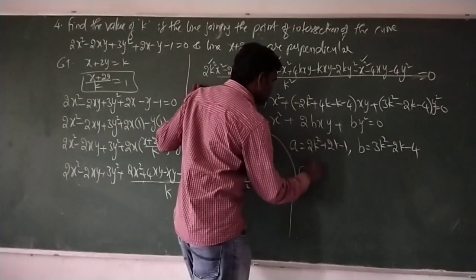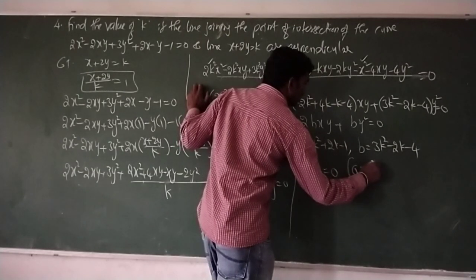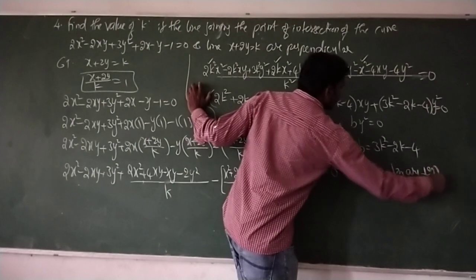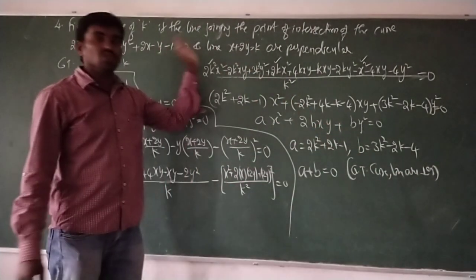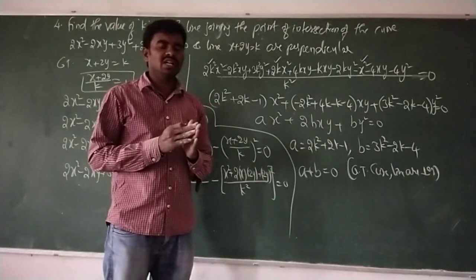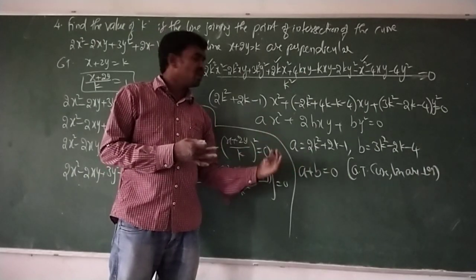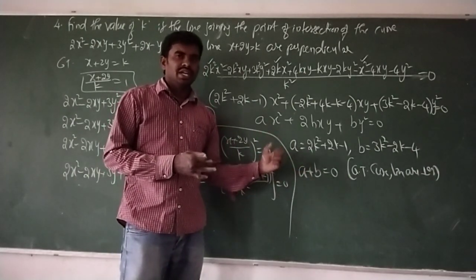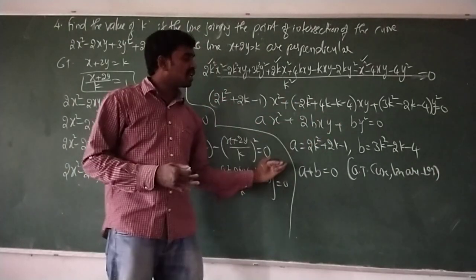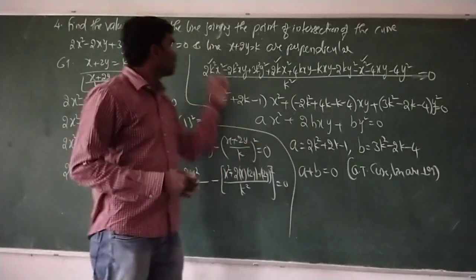So then a plus b equal to 0. Why? Given that the line and curve are perpendicular. So that's why the condition is given, that they are perpendicular, and that's why I'm taking a plus b equal to 0. In the previous question, we had to prove the line and curve are perpendicular, so we proved a plus b equal to 0. Here the condition is given that the curve and line are perpendicular, so I am taking a plus b equal to 0. By solving this, we can find the k value.